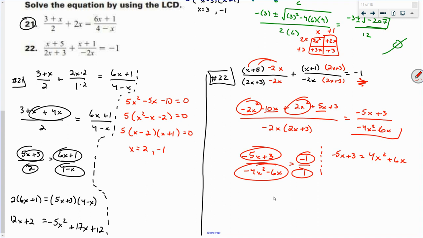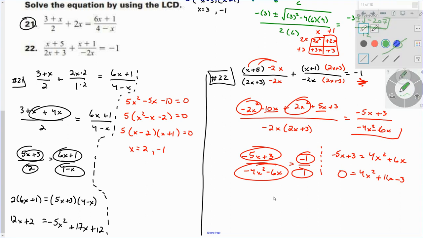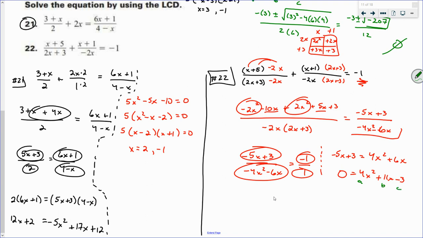So now here's our problem to solve. 0 equals 4x squared plus 11x minus 3. I wonder whether that factors. It looks like an ugly factor, so I'm going to jump straight to the quadratic formula. There's a, b, and c, so negative b plus or minus the square root of b squared minus 4ac, all over 2a. See what some of this looks like simplified.